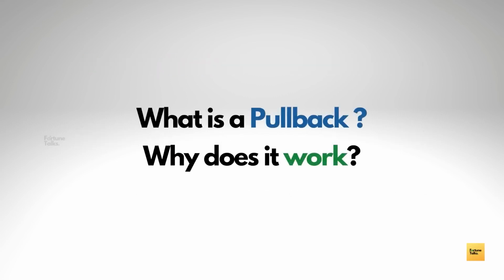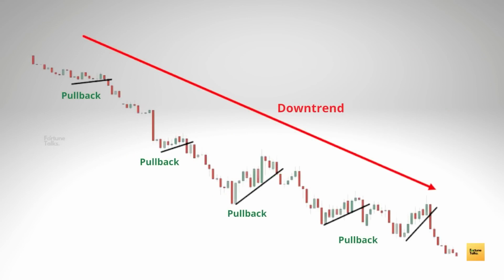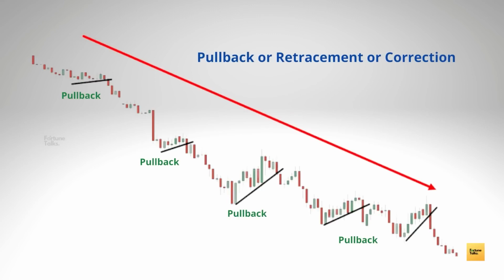What actually is pullback trading and why does it work in the market? A pullback is when the price temporarily moves against the underlying trend in the market. For example, in an uptrend, a pullback would be a move lower, or we can say a corrective move. On the other hand, in a downtrend, a pullback would be a move higher. So in essence, with pullback trading, you are trying to buy the dips in the markets, the retracements to a critical level, or the corrections in an existing trend.